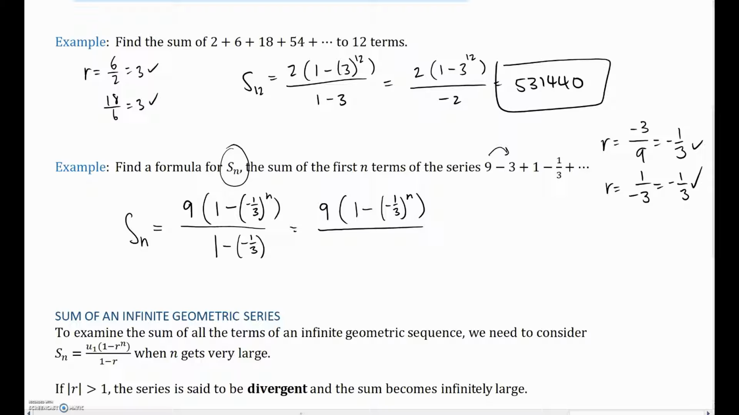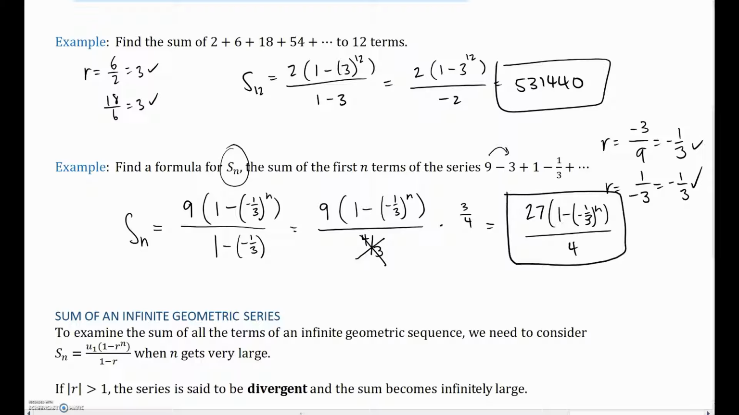And the bottom I see is 4/3, which then I can move through the magic of copy dot flip. Dividing by 4/3 is the same thing as multiplying by 3/4, correct? So that would give me 9 times 3 is 27, and then I have the 1 minus negative 1/3 to the n, all over 4, and that would be the equation for the nth term.